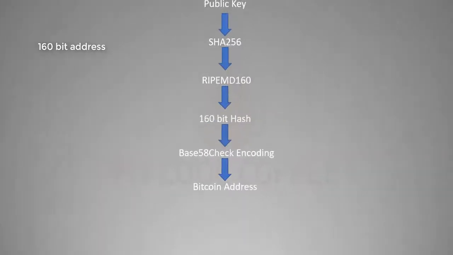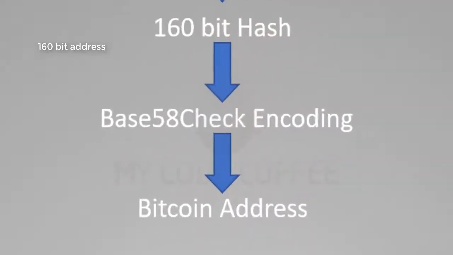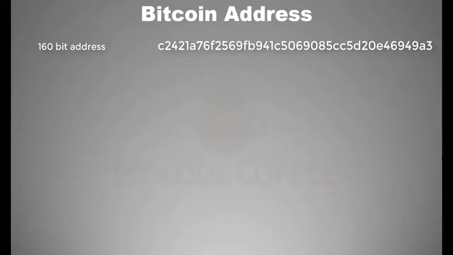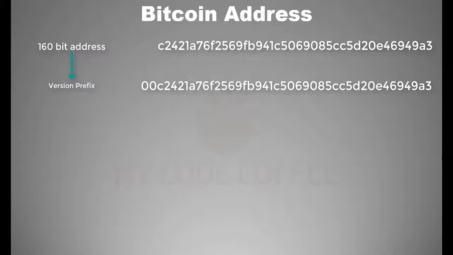So let us see how base 58 check encoding is done. Now that you have the 160-bit Bitcoin address, the first step is to add a version prefix. Version prefix for a simple Bitcoin address generated from public key is 0. We will learn later that there are other version prefixes also, depending on what type of Bitcoin address we have generated. But here we have generated a simple Bitcoin address using public key, so we use the prefix 0.